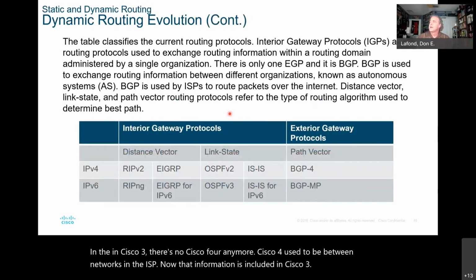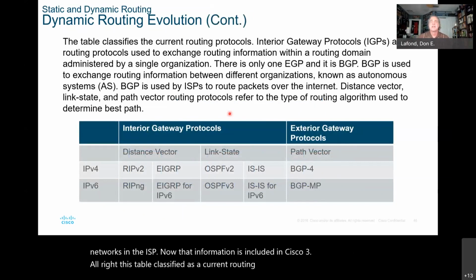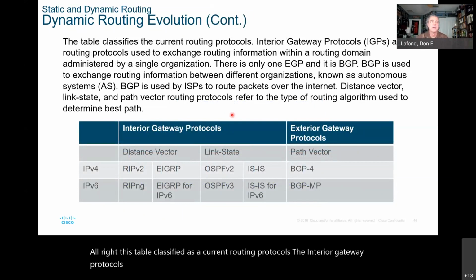All right, this table classifies the current routing protocols. The interior gateway protocols are inside your network. Easy to remember, these are inside your network. These are outside your network.